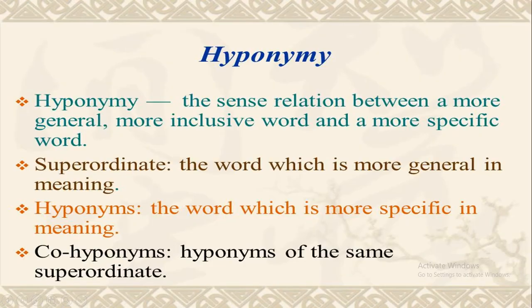So, you may have also another definition for hyponymy, which is the sense relation between a more general, more inclusive word and a more specific word. Hyponymy includes two important terms. The first is the superordinate, which can be defined as the word which is more general in meaning. The other important term in hyponymy is hyponyms, which can be defined as the word which is more specific in meaning. Co-hyponyms are the hyponyms of the same superordinate, or it can be defined as the relation between the hyponyms themselves.